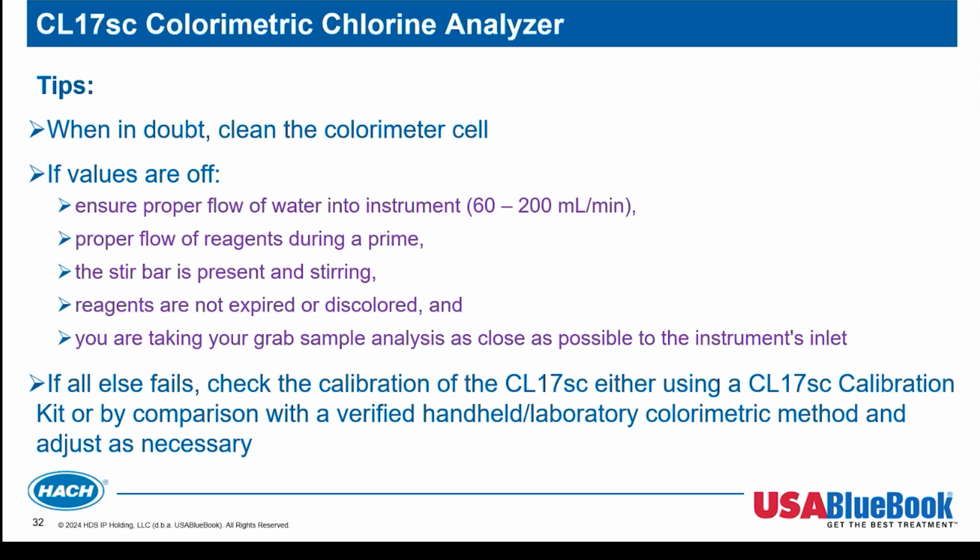If you ever have values that are off, go ahead and run back through that installation checklist again and make sure all of those parameters are still good. Make sure we still have that good water flow. Make sure that we're getting good flow of our reagents. We can test that. If we run a prime, we can disconnect that tubing that's coming out of that pinch block, and we can see in real time if that reagent is being supplied or not.